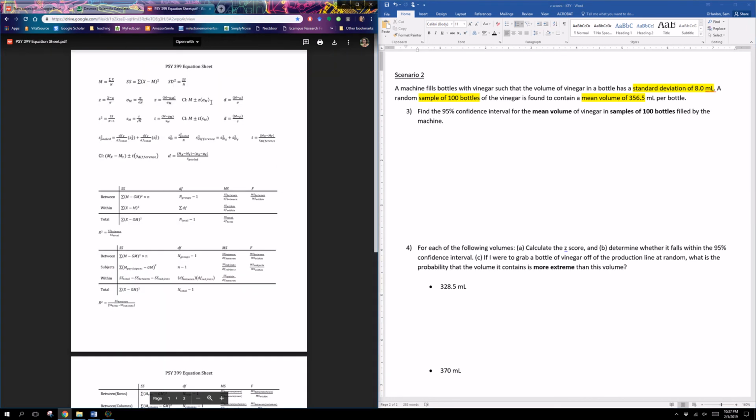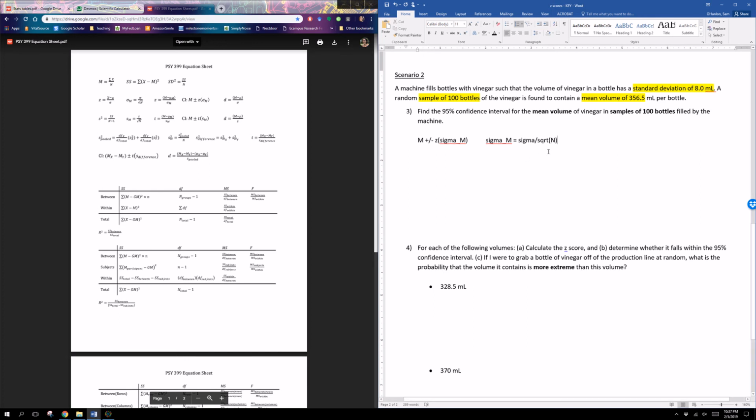Okay, so our confidence interval equation, we've got mean plus minus z times sigma sub m, and we've got sigma sub m, so that's the standard deviation of the distribution of means, equals sigma divided by square root n. Okay, so that's this one right here.